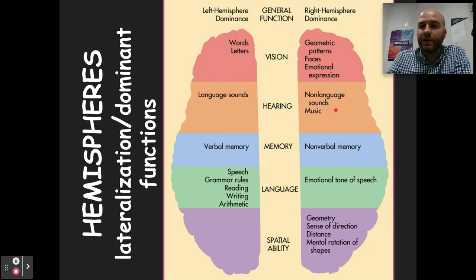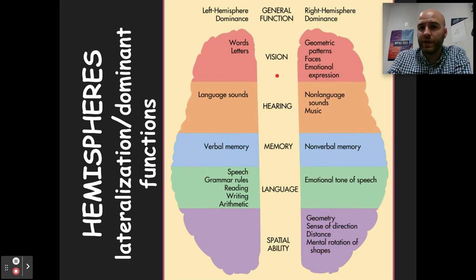Hearing, non-language sounds and music, so things that don't have to do with the production of speech, those are in your right hemisphere, and language sounds are in your left hemisphere. So hopefully you're starting to see a little bit of a trend, a lot of language, verbal, speech, production of language and communication in general on the left, right?